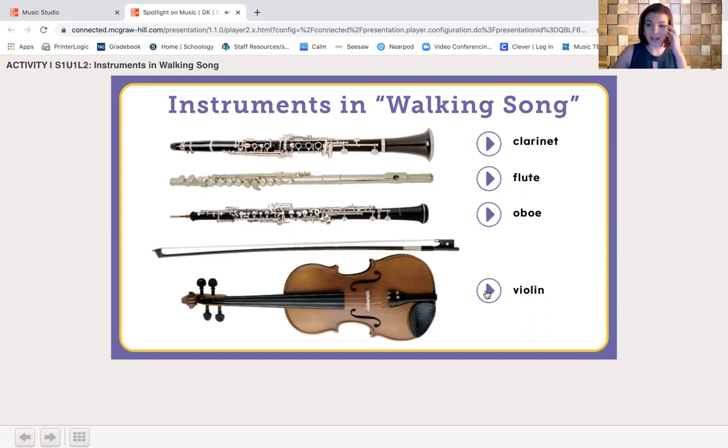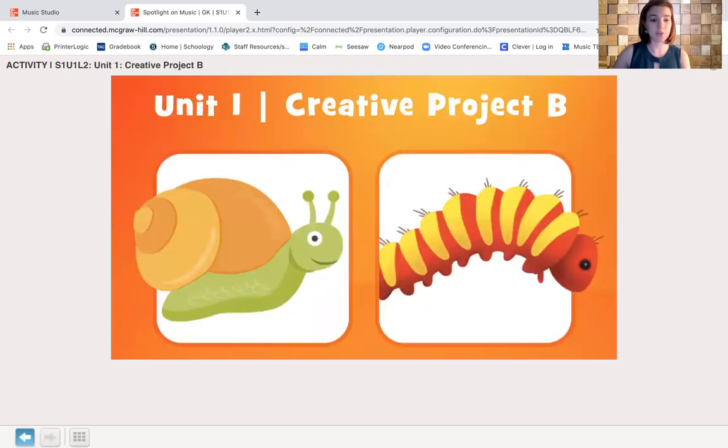So some of these instruments have very high voices. As you can tell, the violin can play very high notes.